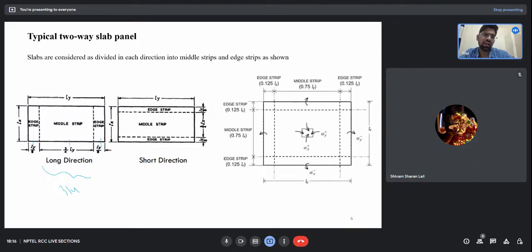And now you will see how the moments work. I have divided this slab into strips because at the edge strip I will have negative moment. An edge can have negative moment or it cannot have negative moment based upon its continuity. And here you can see alpha x is negative and alpha y is negative for the edge. These are edges.